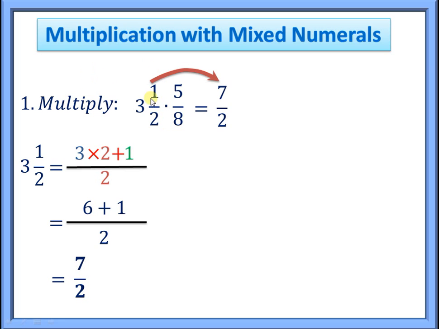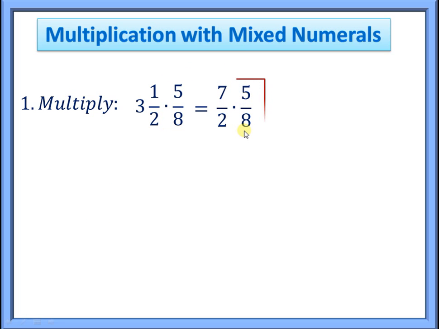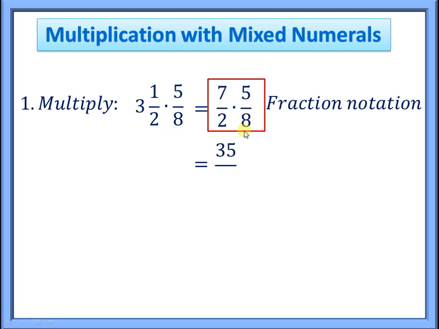Okay, so this one is now 7/2, and we just copy times 5/8. Take a look at this. Can we simplify this? Let us see. Both are already in fraction notation. So we multiply 7 by 5, and then we also multiply the denominator 2 by 8. So we have now 35/16.